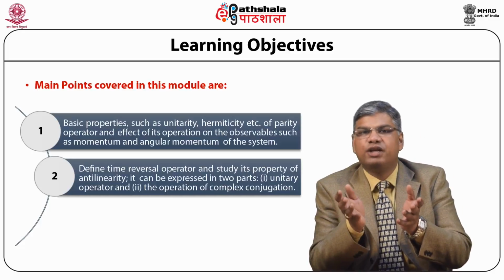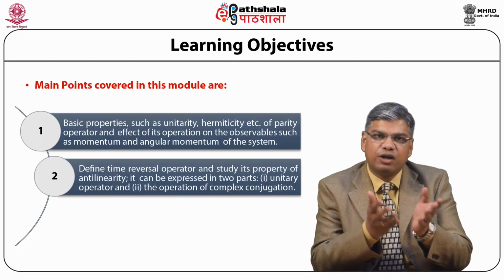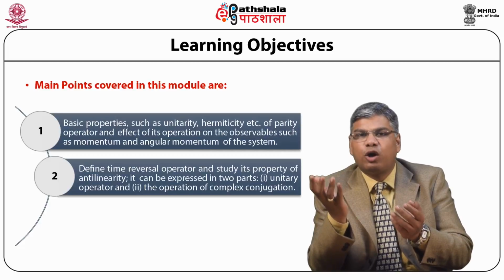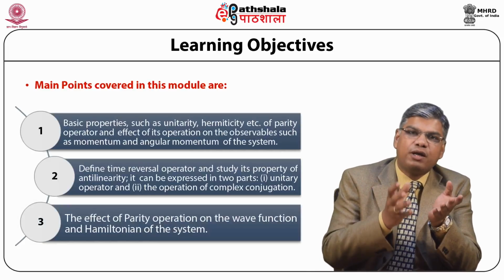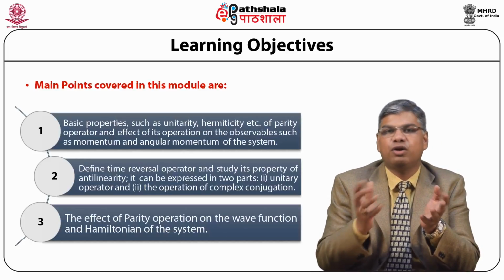It can be expressed in two parts. One, a unitary operator, and two, the operation of complex conjugation. We will also study the effect of parity operation on the wave function and the Hamiltonian of the system. Having discussed the continuous symmetry transformations in the preceding module, we now turn to some well-known discrete symmetry operations such as space reflection and time reversal. Here, we shall learn primarily the basic properties of parity, that is space inversion, and time reversal operators, and study the effect of these operators on the wave functions and Hamiltonian of the systems involved.